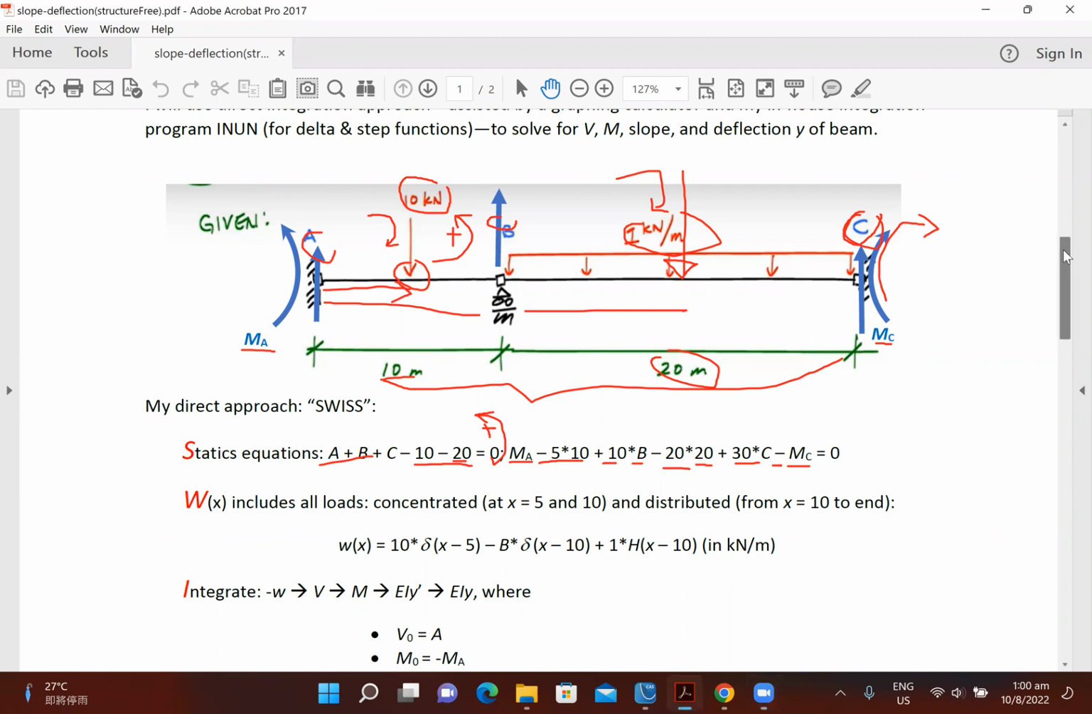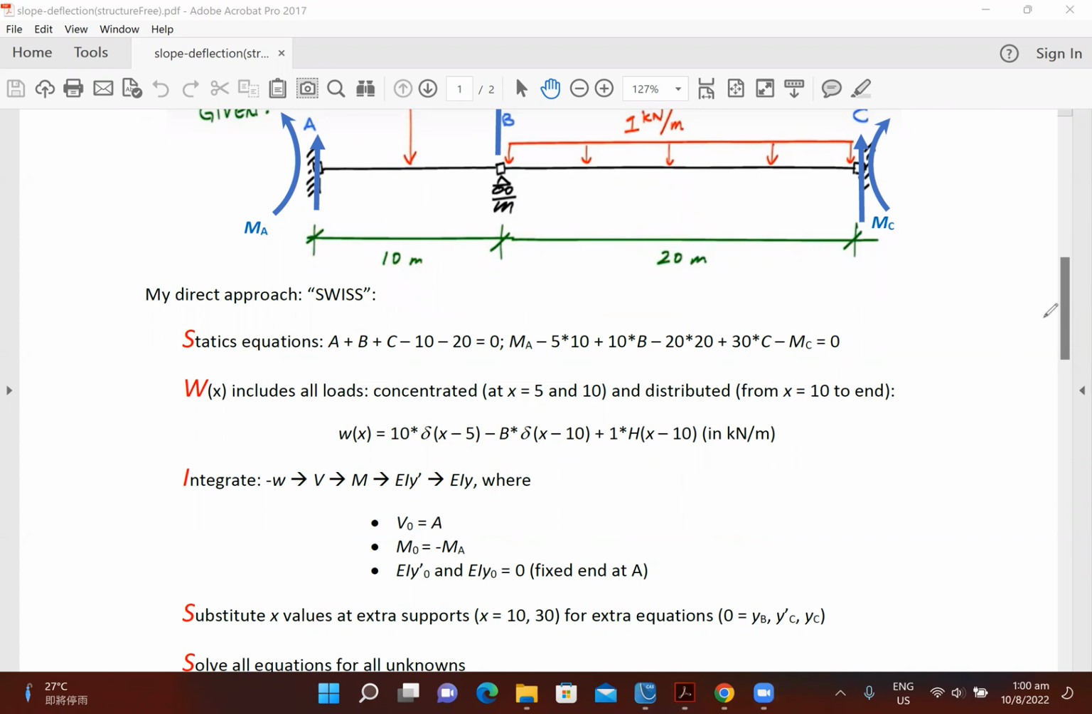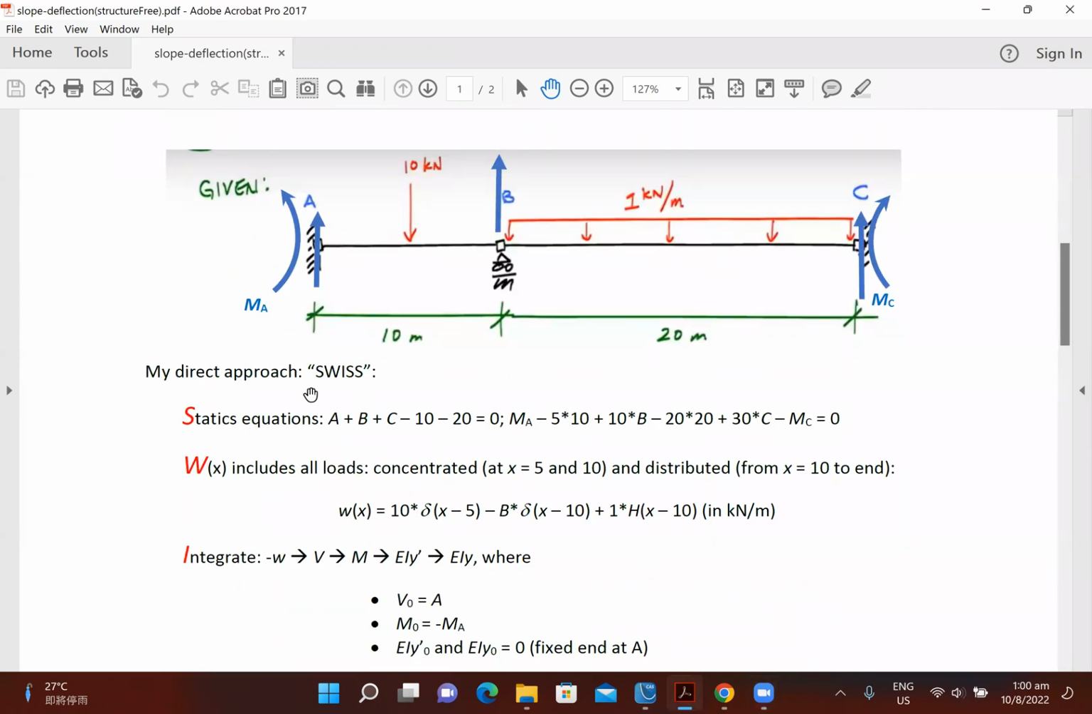Once I have obtained all the static equations, I just go ahead without solving for the unknowns, because I don't have enough equations to solve for them. I will just go ahead and write down my load, W of X. That's the next step. I'm going to model each concentrated load as a delta function. So there are 2 of them, this one and this one. And by convention, anything coming down is positive. So I've got 10 kilonewtons coming down, multiplied to a delta function that acts at 5 meters.